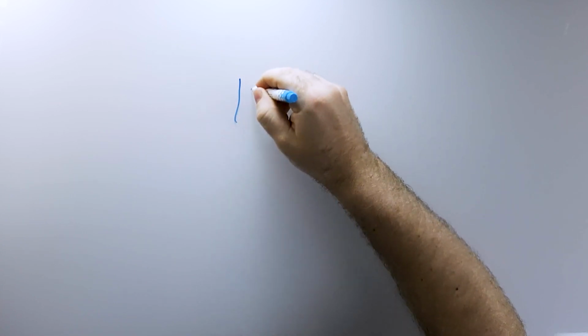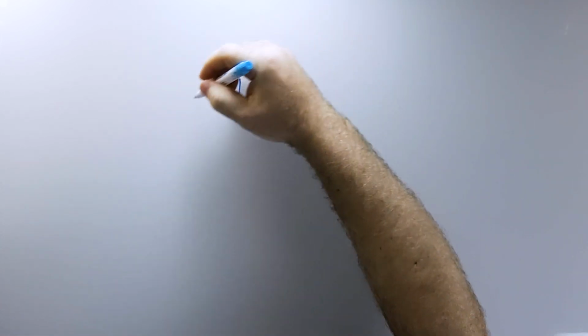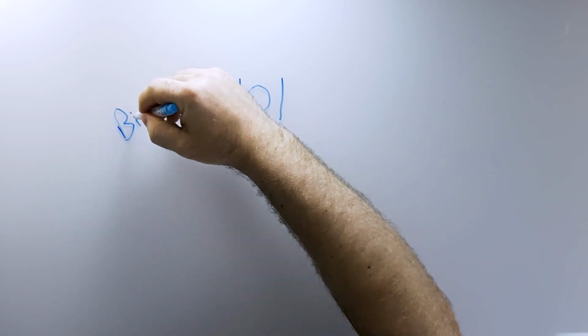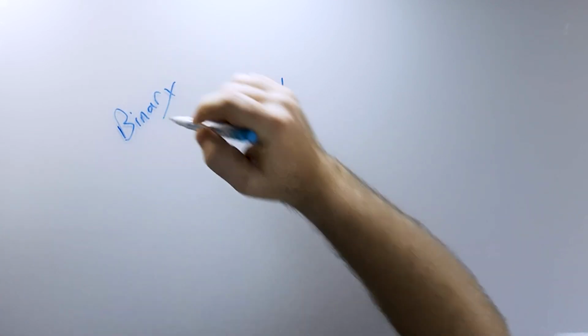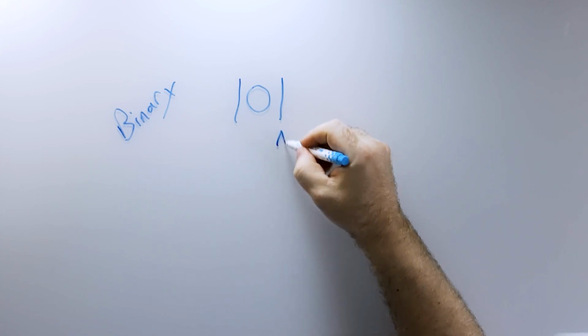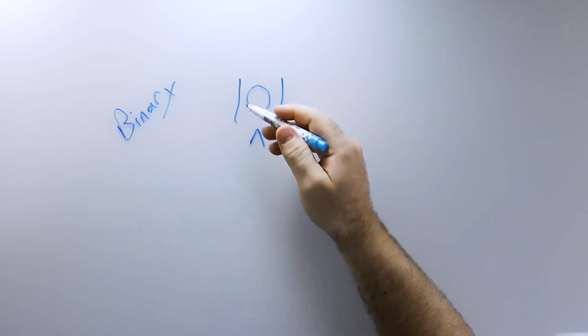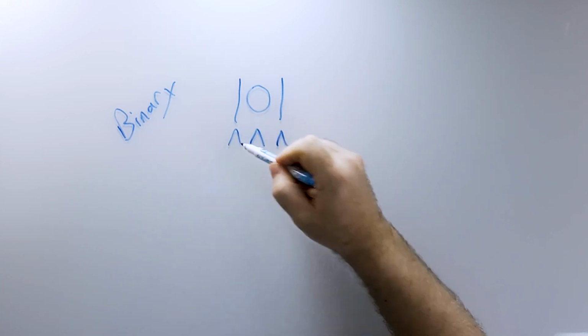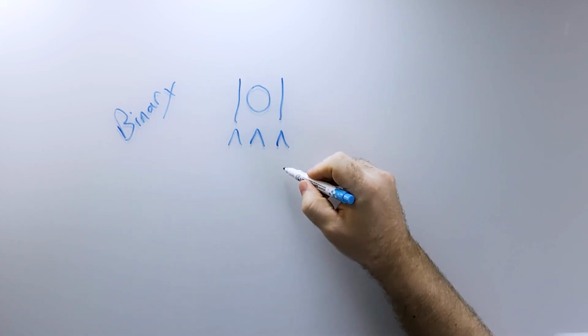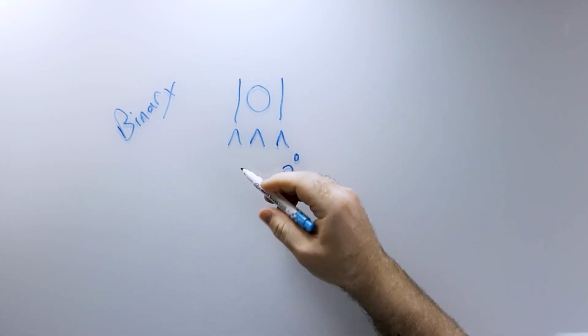So what does all that power of 10 nonsense have to do with binary? Well, say we're thinking about the same number, 101, but this is now a binary number. What that means is that each of these place values, the ones place, tens place, and hundreds place, instead of to the power of 10, we're taking all these to the power of 2 now.